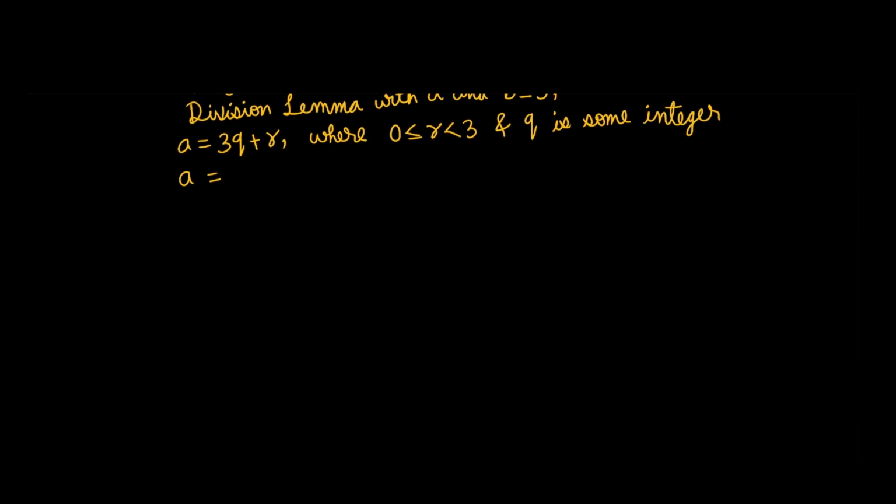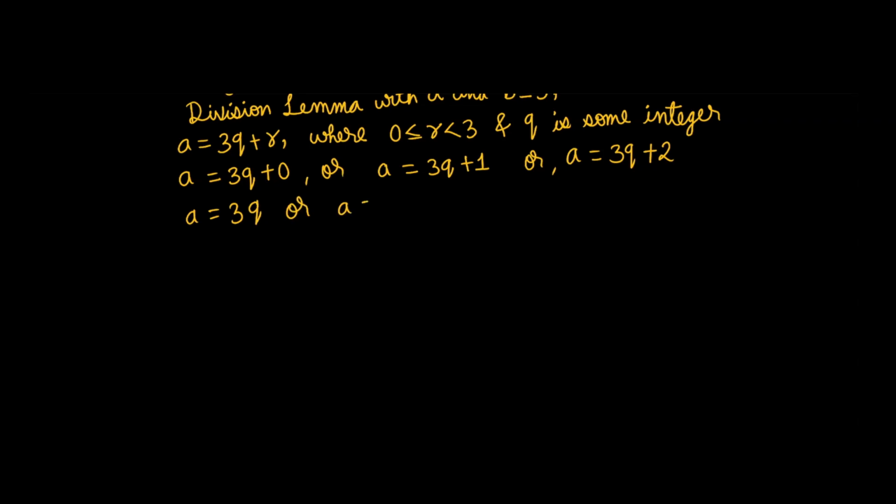So a equals 3q if r equals 0, or a equals 3q plus 1 if r equals 1, or a equals 3q plus 2 if r equals 2. So a equals 3q, or a equals 3q plus 1, or a equals 3q plus 2 for some integer q.